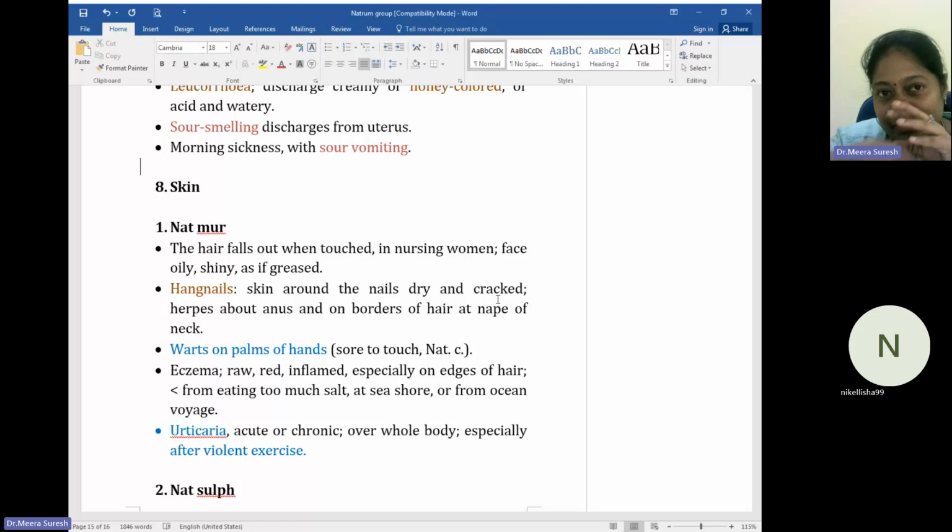So when they reach this natrum mur prescription, they may ask for the skin, and when we are saying about the skin of natrum mur, obviously we will be saying about urticaria, and the question will never be about this, like the way you ask, because your question I actually liked.